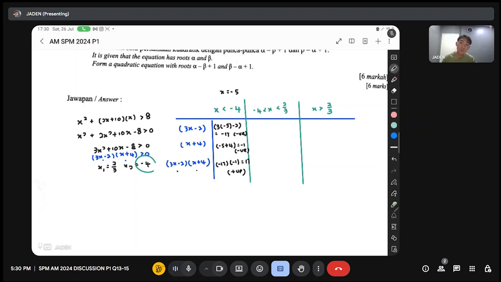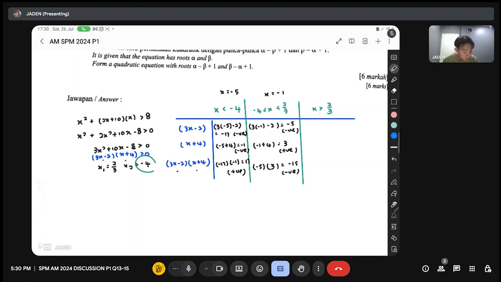Okay, now we're going to pick again a number in between negative 4 and 2 over 3. Let's say we pick x equal to negative 1. Repeat the same process. 3 times negative 1 minus 2, we get negative 5 here. This is a negative answer. And then this one will be negative 1 plus 4, equal to 3. We get a positive answer. Over here, negative 5 times 3, you get negative 15, which is a negative answer.